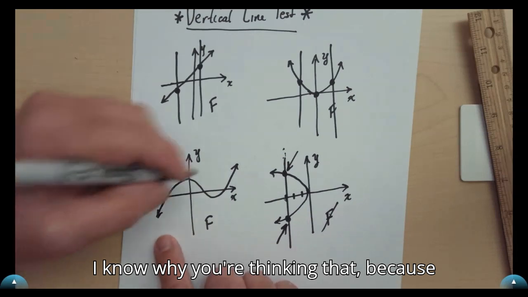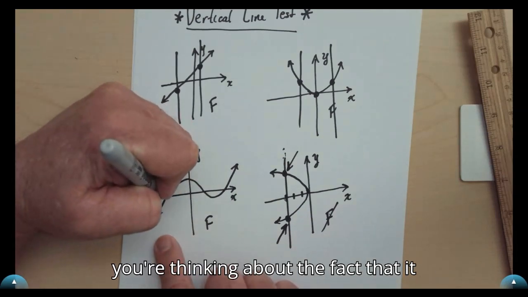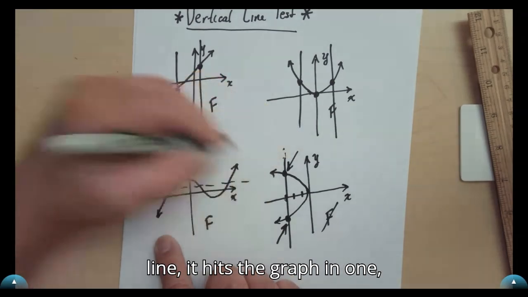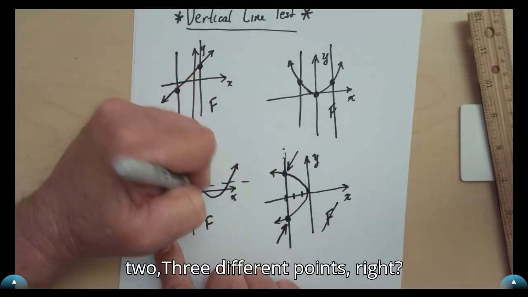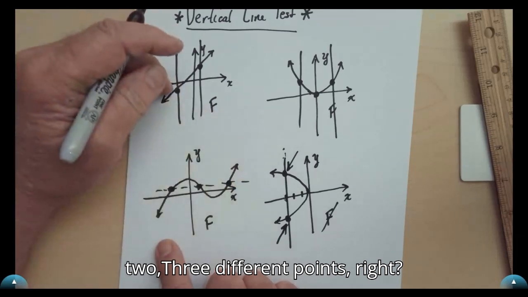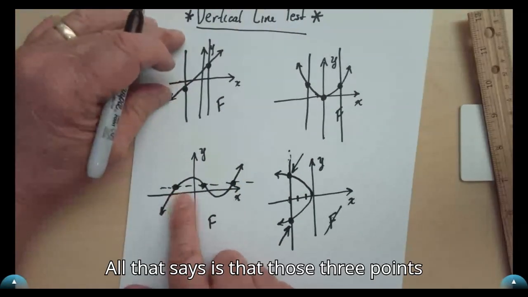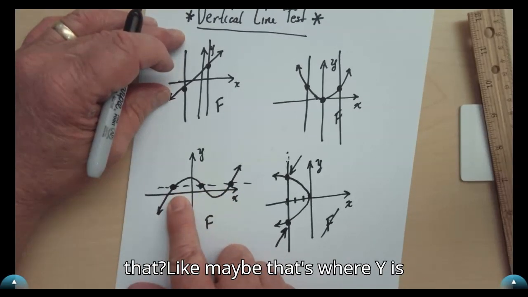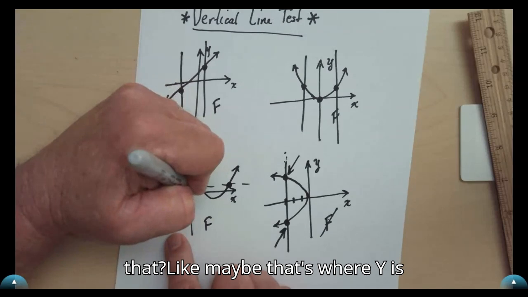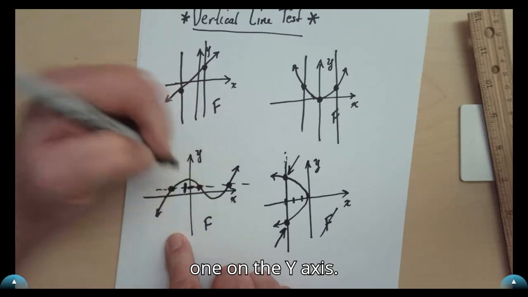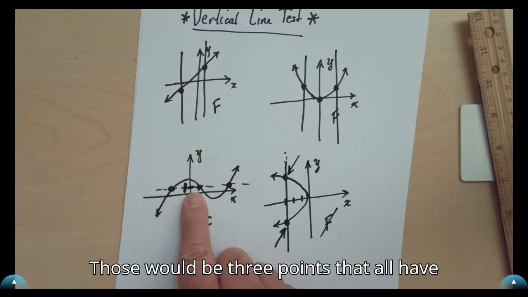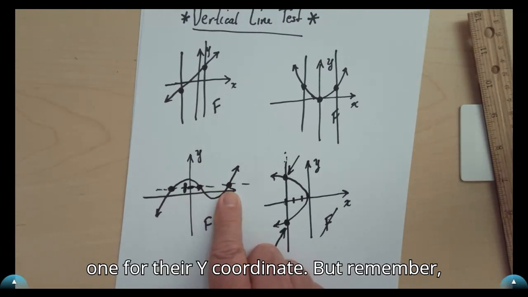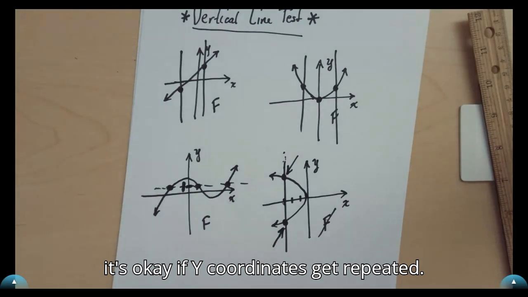I know why you're thinking that, because you're thinking about the fact that if I draw this horizontal line, it hits the graph in 1, 2, 3 different points, right? All that says is that those 3 points have the same y coordinate. Do y'all see that? Like maybe that's where y is 1 on the y-axis. Those would be 3 points that all have 1 for their y coordinate. But remember, it's okay if y coordinates get repeated.